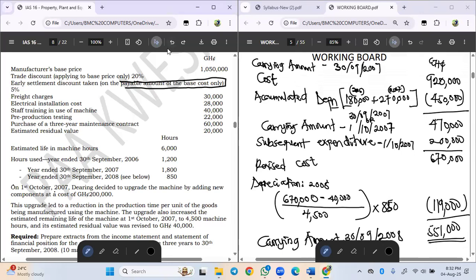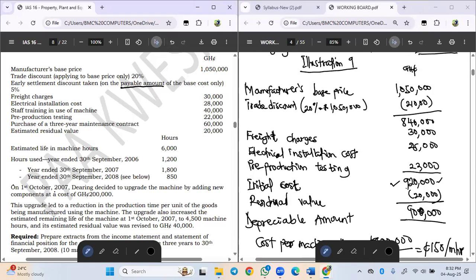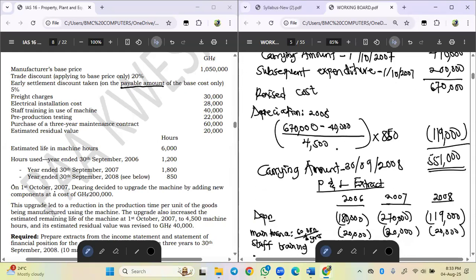Read the statement again. They said on the payable amount of the base cost only. So you ask yourself, what's the payable amount of the base cost? 840. Yeah, 840. Because the payable amount is not the whole 1,050,000. Payable amount is when you've taken the trade discount out. This is what you pay. So the early settlement discount or the discount received will be on the 840.